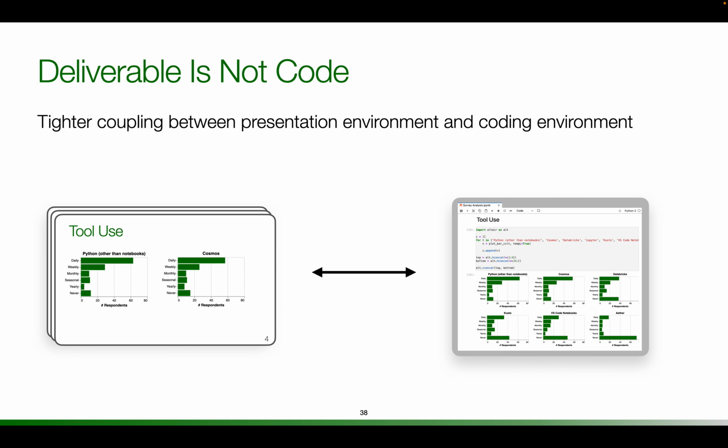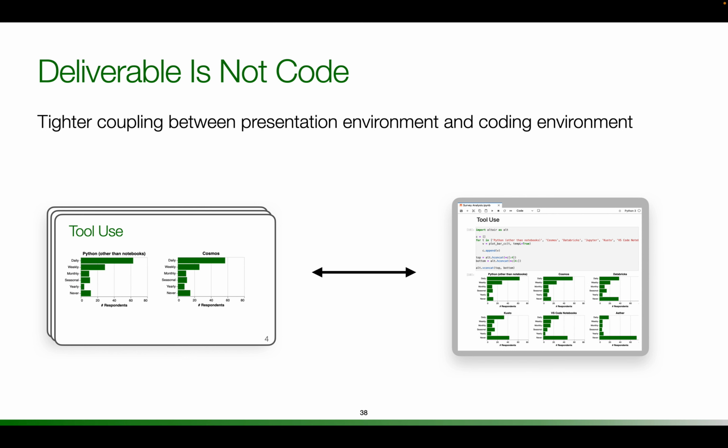Finally, I'm going to talk a little bit about some of the implications of this work for future tool use. So the first is something that we've talked about several times, which is that the deliverable of data science is not the code. In particular, a tighter coupling between presentation environments, such as slide decks and reports, and coding environments might support easier data iteration and analysis iteration. So what this means is that I can more easily find old code that produced a chart or a statistic in a presentation and go back to that code.